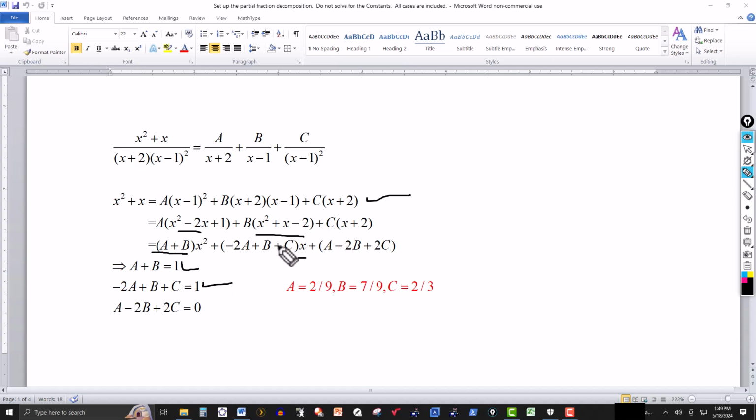And then all the terms that don't have an x come together. That's minus 2b plus 2c. That's the constant. On the left side, there's no constant, so that's 0. That's how we get this equation. And then you solve this system, any method you want: elimination, substitution, a combination of methods. You get your constants: a equal to 2/9, b equal to 7/9, and c equal to 2/3.